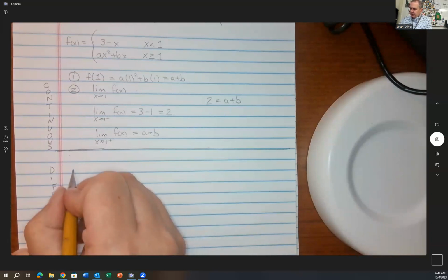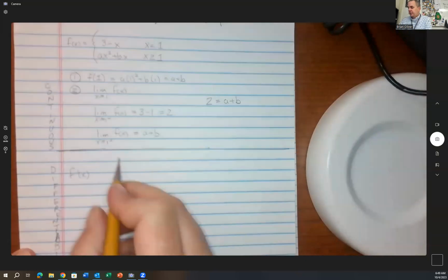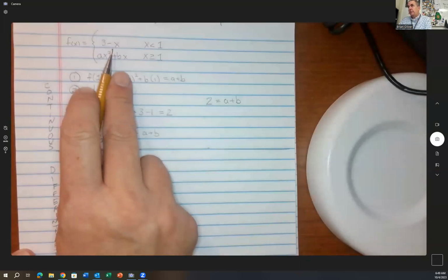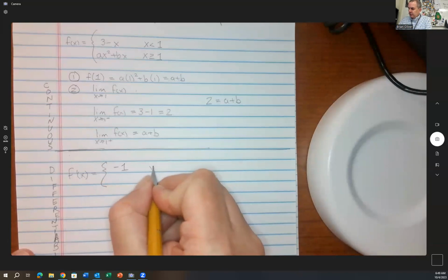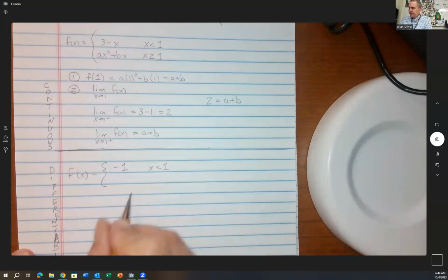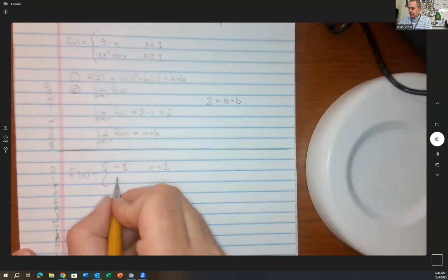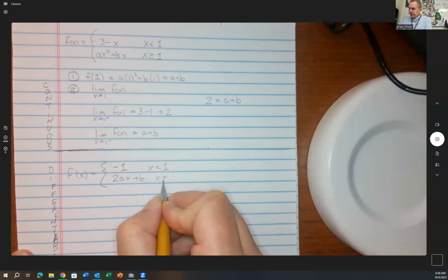Okay, first thing I'm going to do is take the derivative of that original function. So the derivative of that original function, using our rules that we know: the derivative of 3 minus x, the derivative of a constant is 0, the derivative of negative x is going to be -1 when x is less than 1. And then I'm going to use the power rule here, so it's going to be 2ax plus b when x is greater than 1.